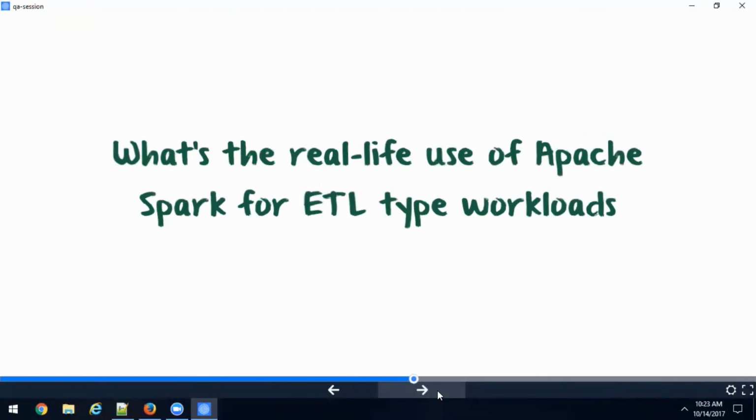This is an interesting question. The next couple of questions are related to tools in the big data ecosystem. What is the real-life use of Apache Spark for ETL type workloads? That's the question.